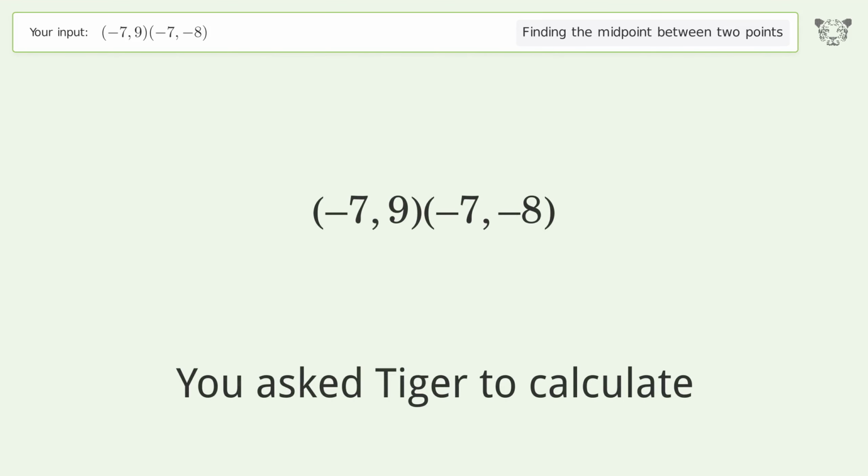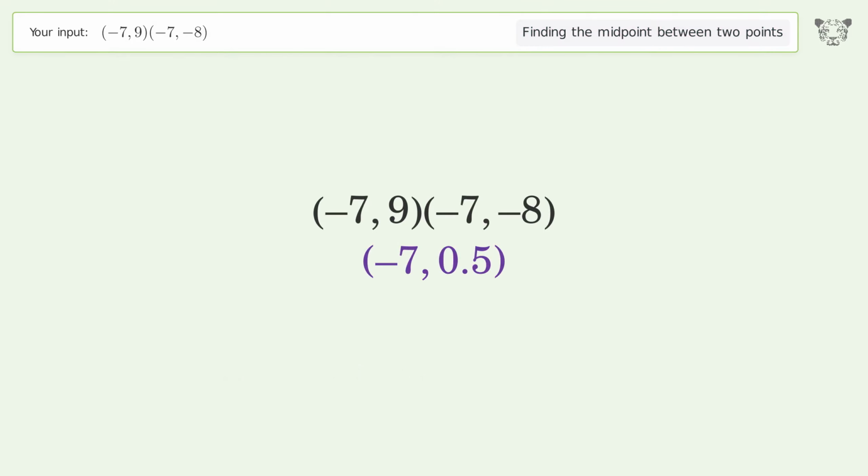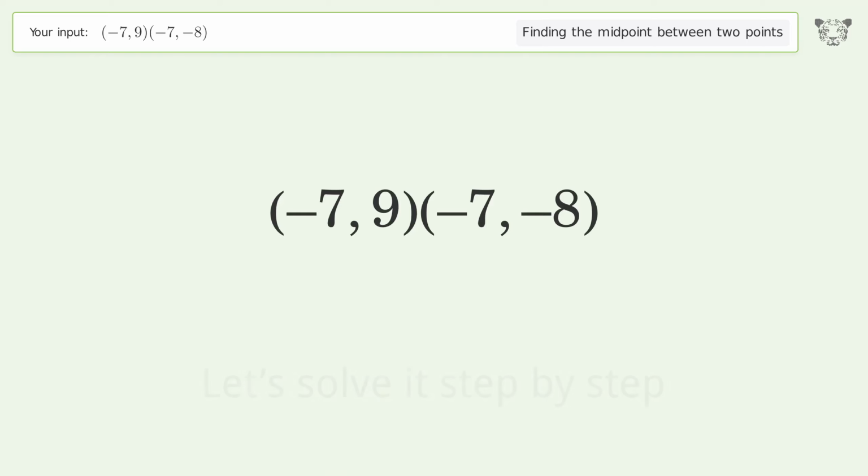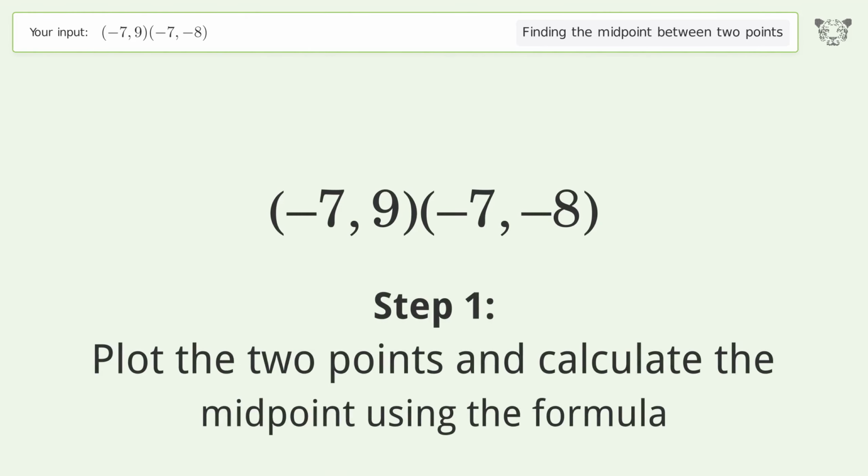You ask Tiger to calculate. This deals with finding the midpoint between 2 points. The midpoint between the 2 points is -7, 0.5. Let's solve it step by step. Plot the 2 points and calculate the midpoint using the formula.